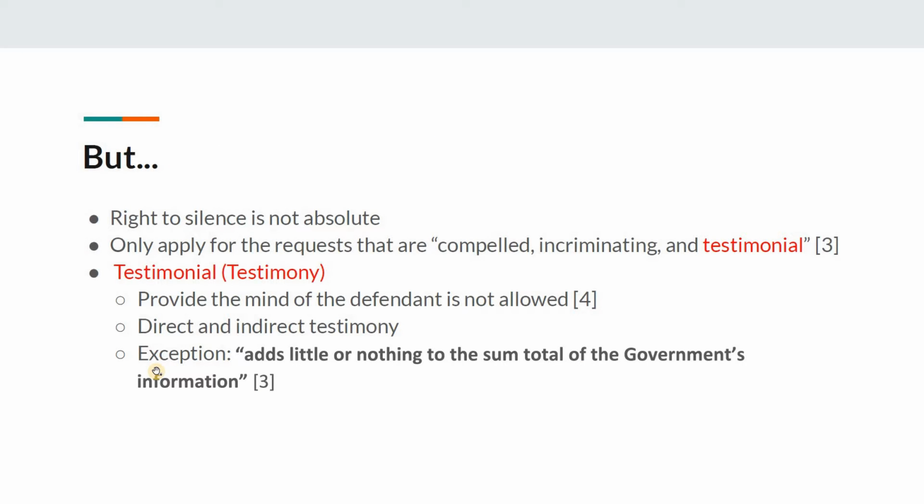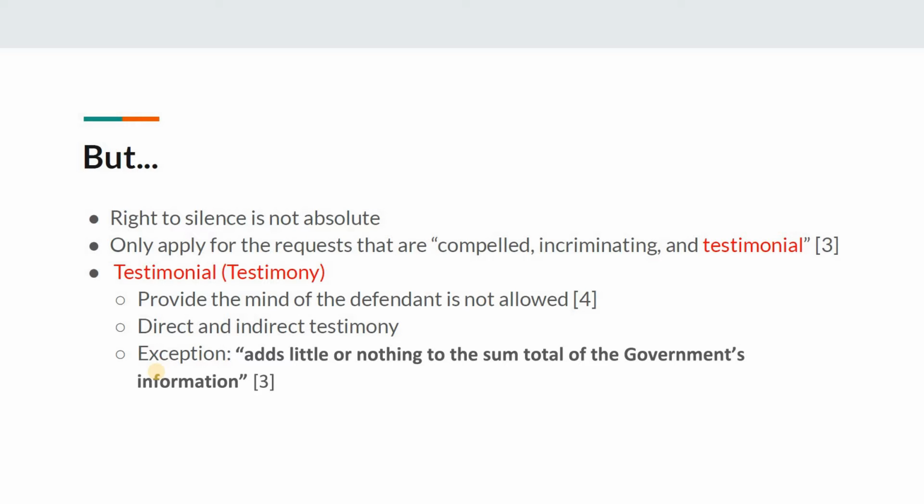However, the right to silence is not absolute, because it only applies to requests that are compelled, incriminating, and testimonial. The first two are very easy to understand. If the statement you give is warranted or the government will save you from prosecution, then these two kinds of requests are not protected by Amendment 5.